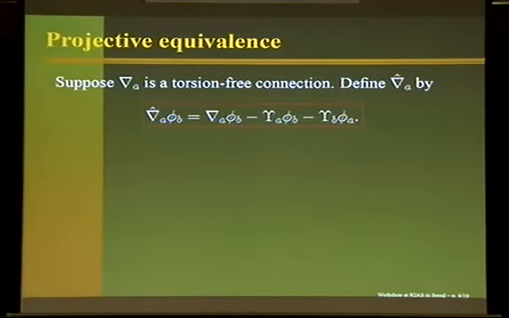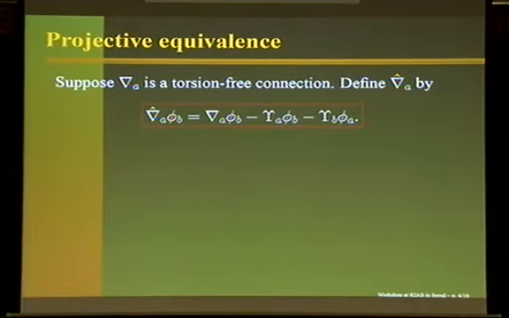Okay, and now we have to talk about this business of how you can tell when you just look at the curves rather than the connection itself. Suppose you've got a torsion-free connection. That's the context in which I'm going to talk about these things. So from a metric, you get a torsion-free connection.